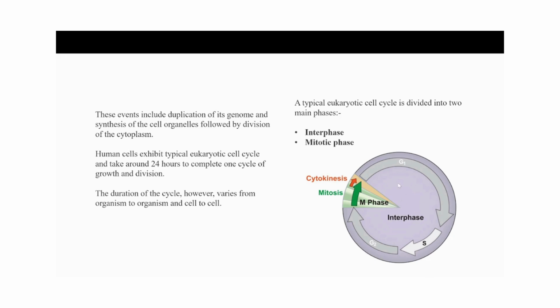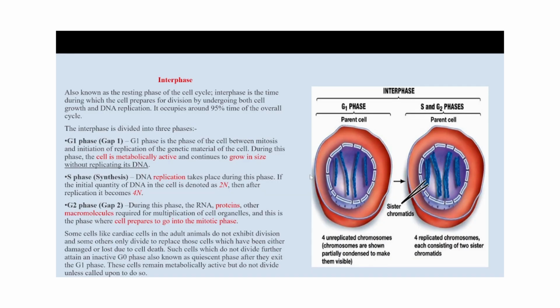So what do you mean by G1? The full form is gap 1 phase. S means synthesis phase. G2 means gap 2 phase. And the second phase of the cell cycle is mitosis or M phase. This M phase we can again divide into two subphases. First one is the mitotic phase, second is cytokinesis. So one by one we are going to discuss. First one is interphase.